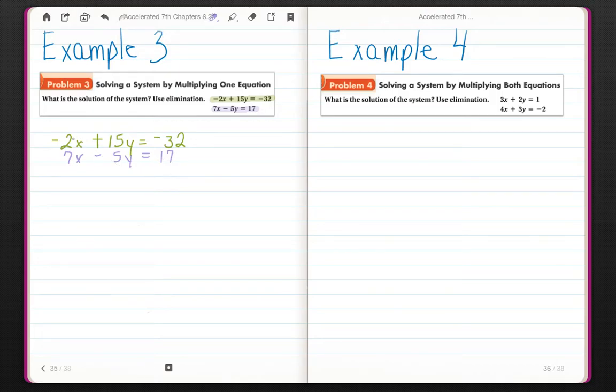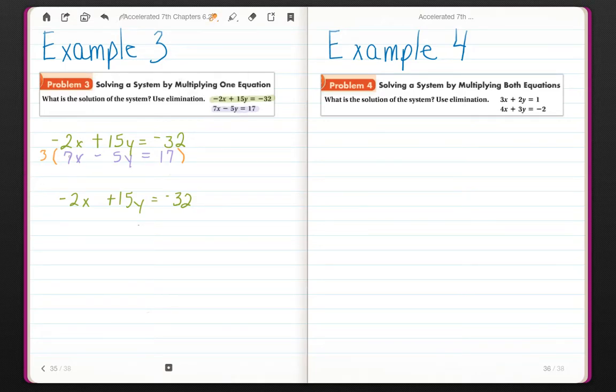Well, 2 and 7 don't really have any common factors or anything, but I notice that if I multiply 5 times 3, I will get 15. So I'm going to take this entire equation and I'm going to multiply it by 3. I'm going to rewrite the first equation, negative 2x plus 15y equals negative 32.